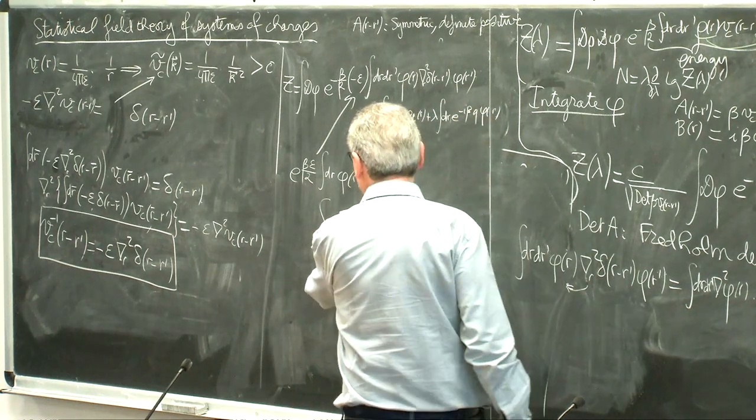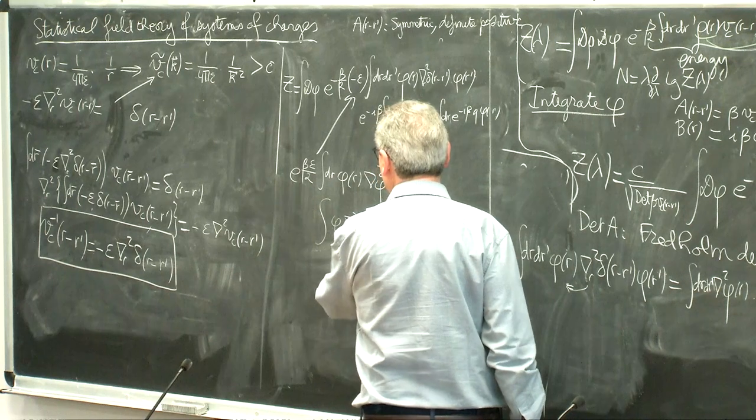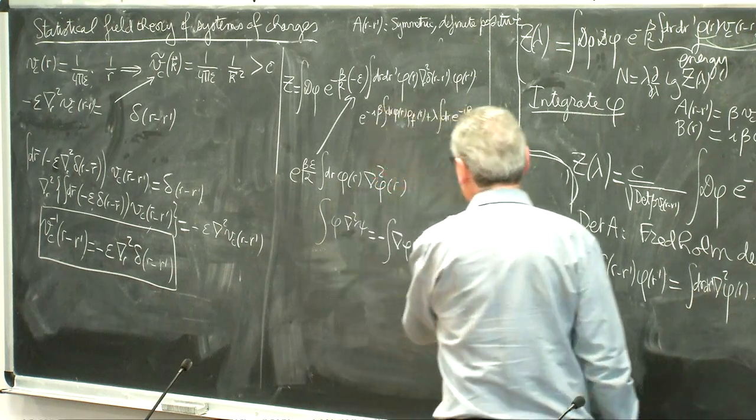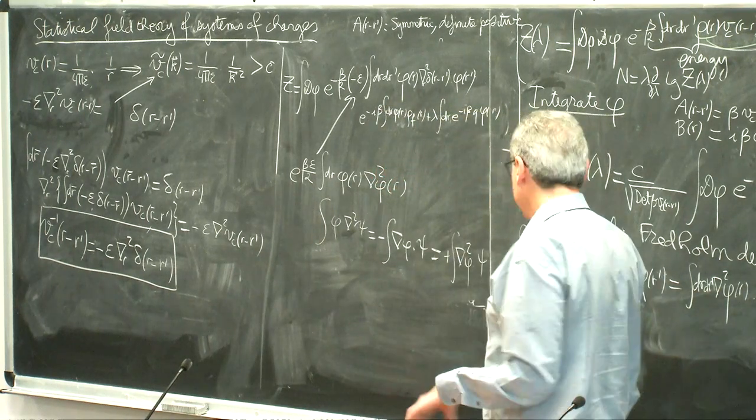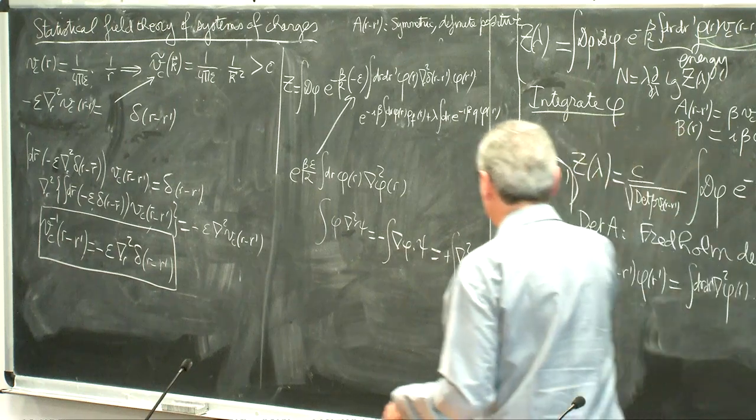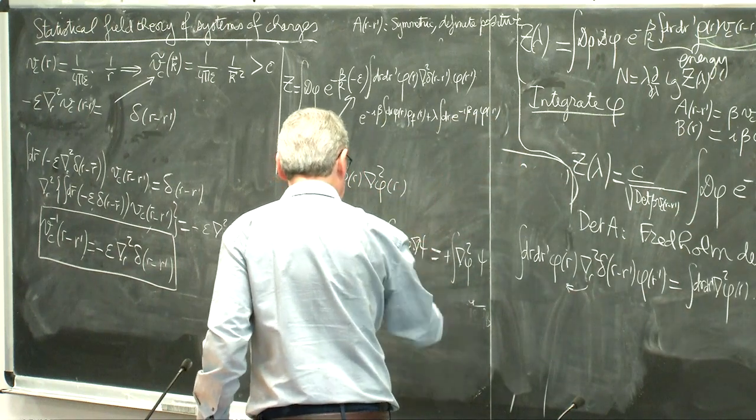So you see that, for instance, if you have a Laplacian, you can act on the right or on the left with no change of sign. And I forgot a gradient here.